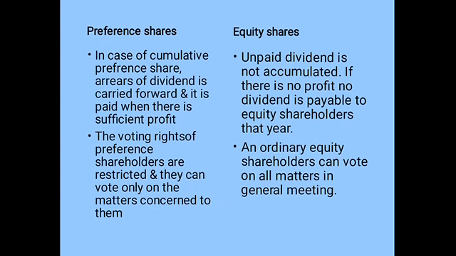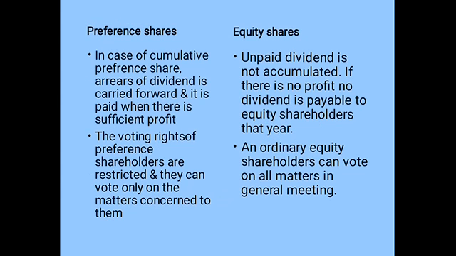Next, in the case of cumulative preference shares, arrears of dividend are carried forward and paid when there is sufficient profit. Let us consider this point by taking an example. Suppose the company doesn't make any profit this year, so it cannot declare the dividend where the profit is very low.